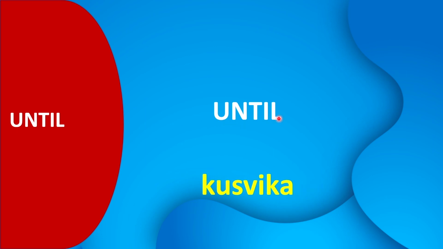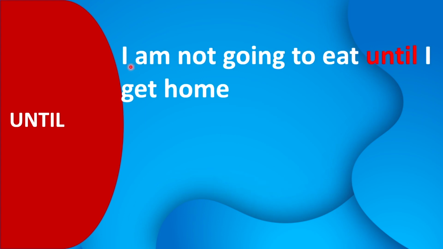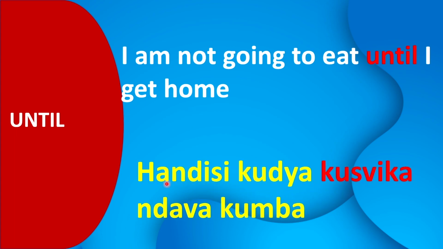The last conjunction for this tutorial is until. Until, when translated to Shona, becomes the word kusvika. Kusvika. I am not going to eat until I get home. Handisi kudya kusvika ndava kumba. I am not going to eat gets translated to these two words, handisi kudya, until kusvika, I get home, ndava kumba. Ndava kumba. Handisi kudya kusvika ndava kumba.